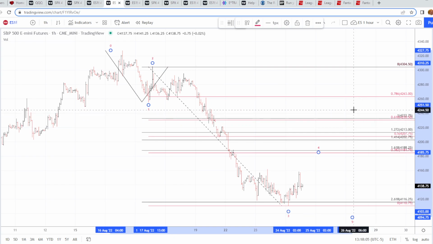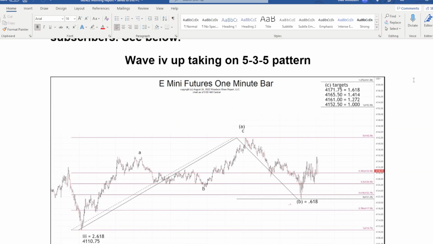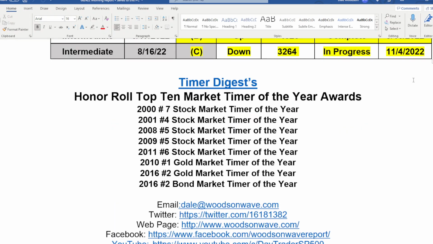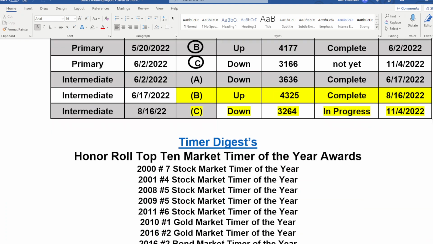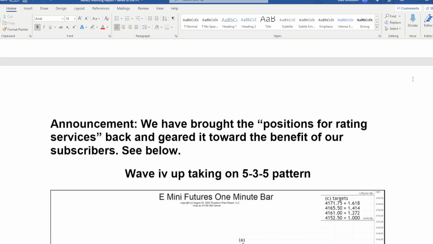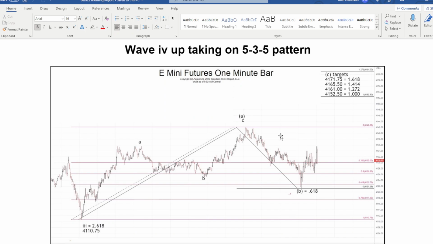And let me get to the morning report we put out this morning. This was at, I think, 9:05 a.m. Central Time. There's the morning report that we put out to our monthly subscribers. And this 4 up is taking on a 5-3-5 pattern, if you will. It's 5 up, 3 down, 5 up. So this first is A up, B down, C up to make the larger wave A. Then we got A, B, C down for the larger wave B, and then we should get a C up.